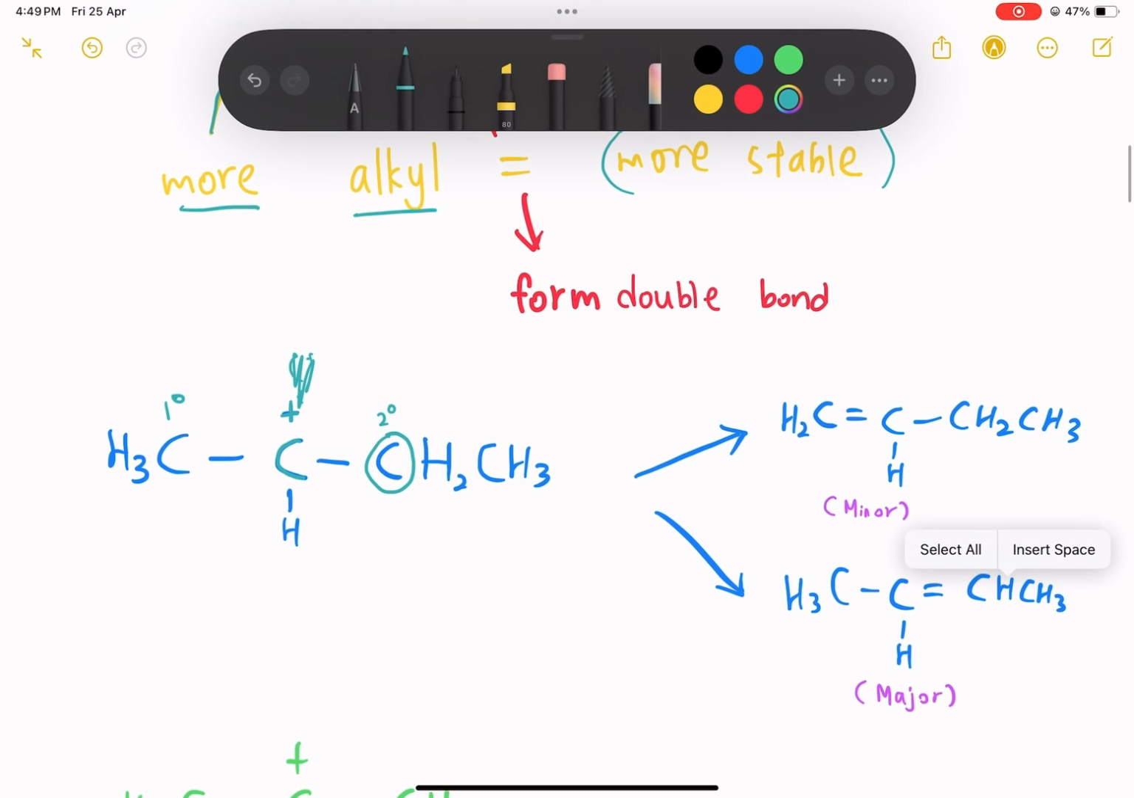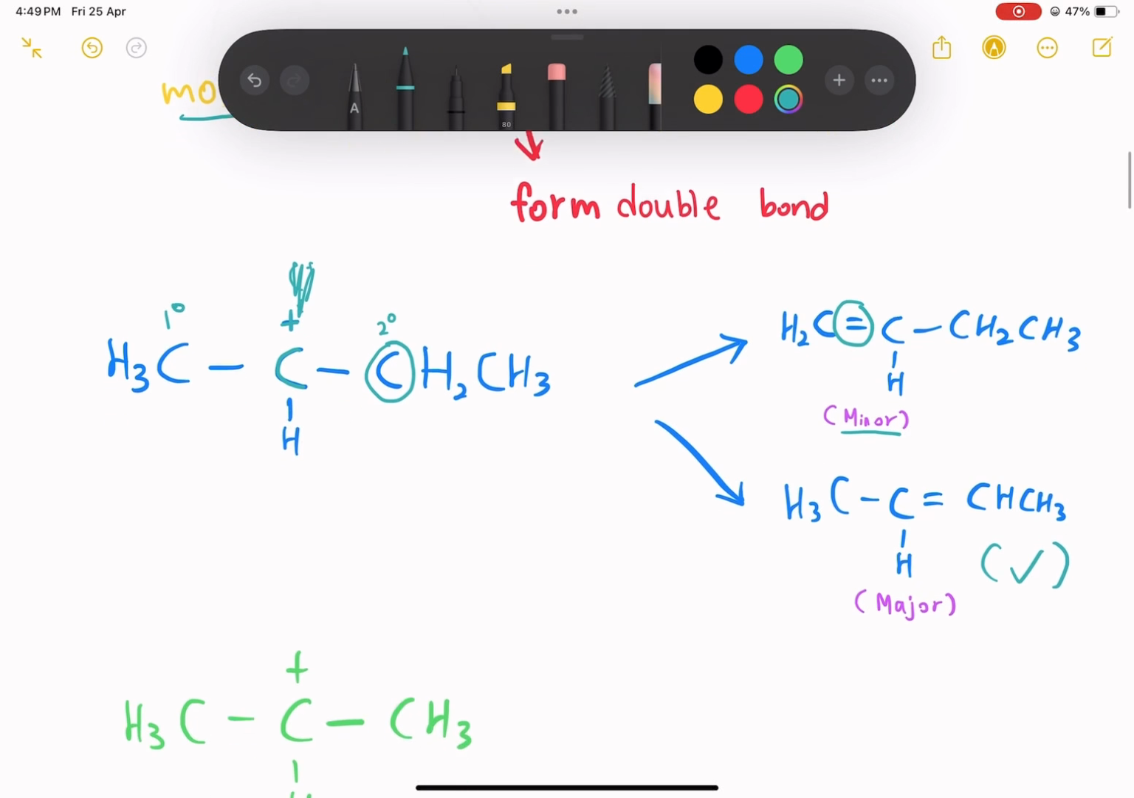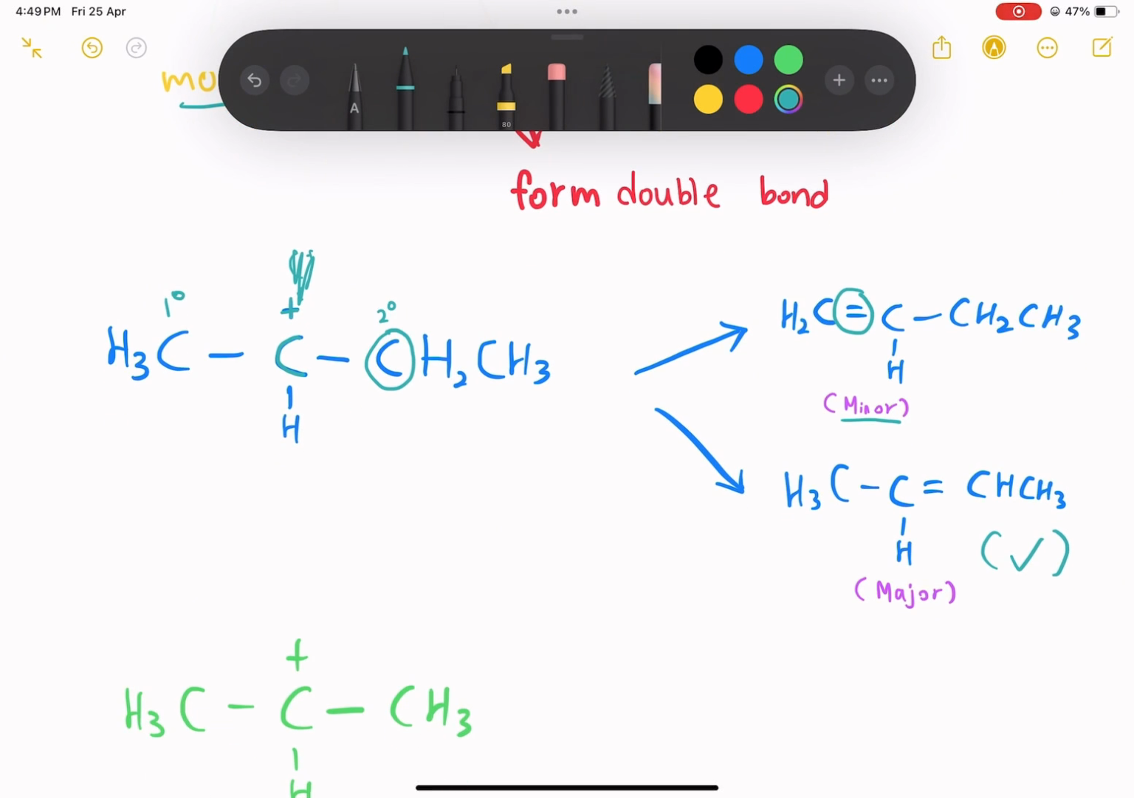So when you have a carbocation and you want to form a double bond, we will choose the right hand side to be the major product, which is this one. And the left hand side will become a minor product. And normally in exams, for the mechanism, you just have to draw out the major product, no need for the minor product.